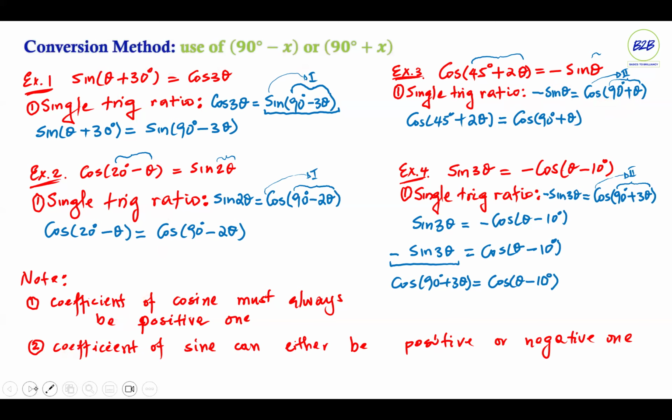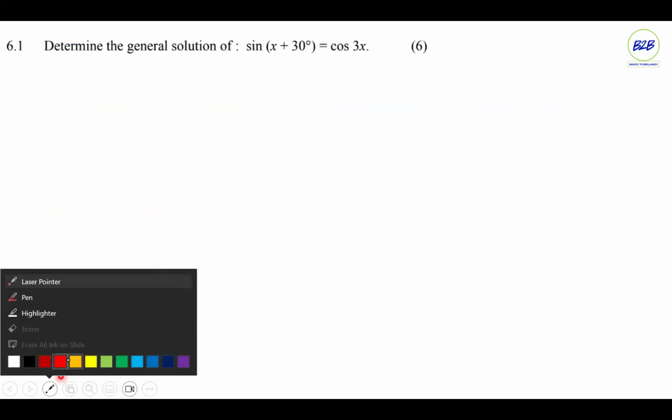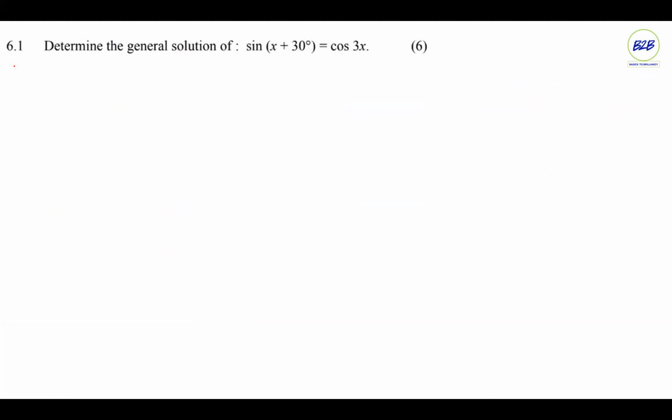Let us then go to an example. Within this example, we will even go beyond just the explanation of striving for a single trigonometric ratio. We will even answer the question of where to from here. Let us then strive here for a single trig ratio.